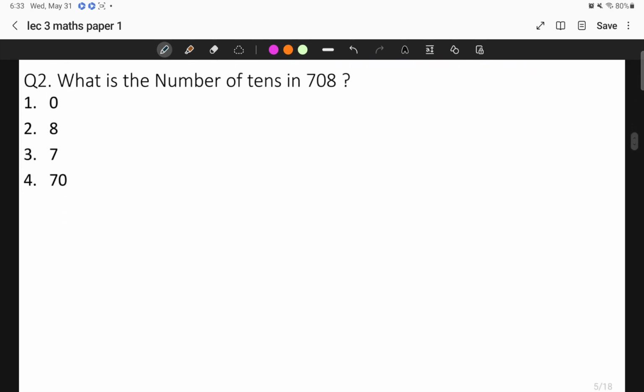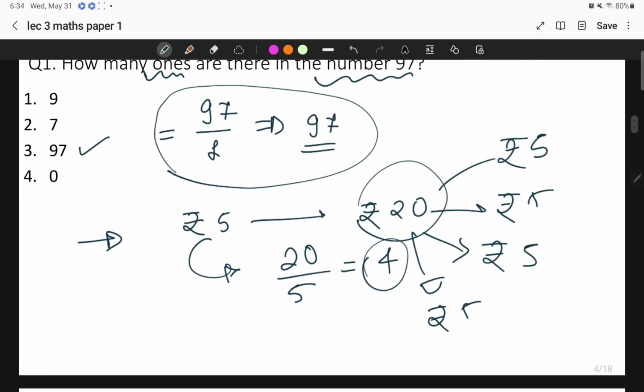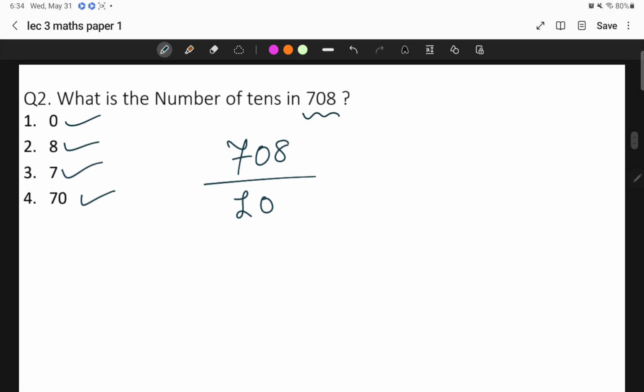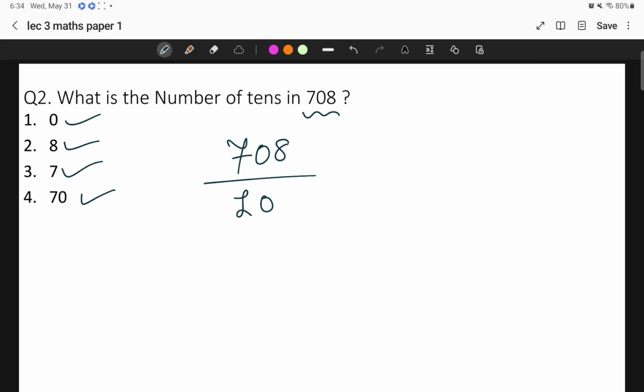Next question is, how many tens are there in the given number, which is 708? Option A is 0, option B is 8, option C is 7, option D is 70. To calculate tens in any given number, simply divide that number by 10. In case of ones, we have divided it by 1. In case of tens, we are going to divide the given number by 10. So the answer for this question will be 70.